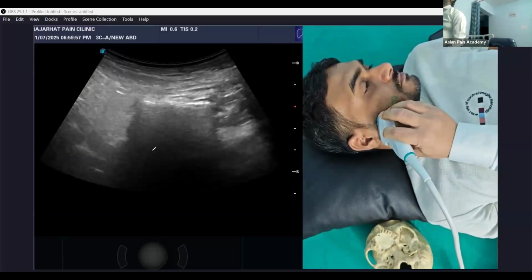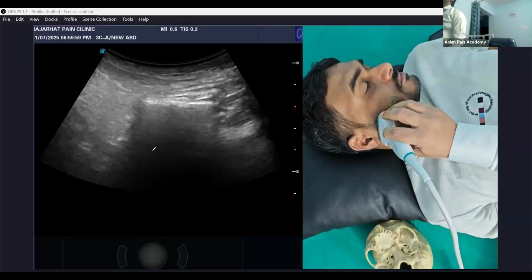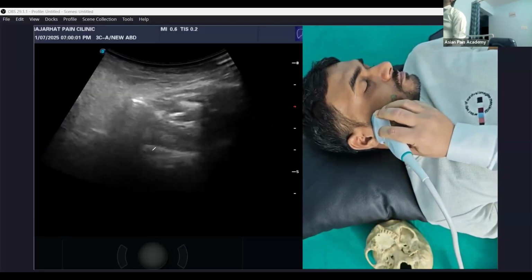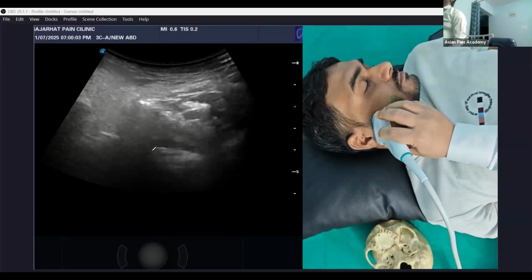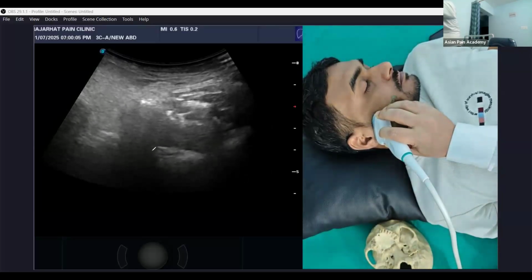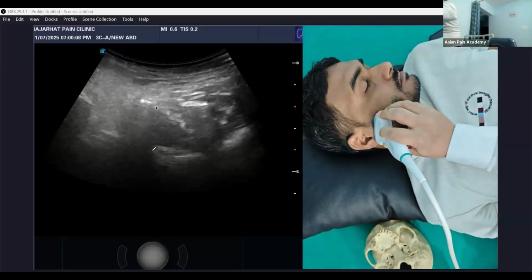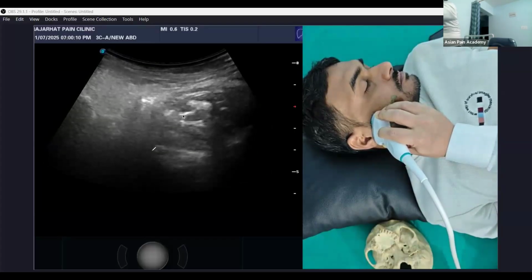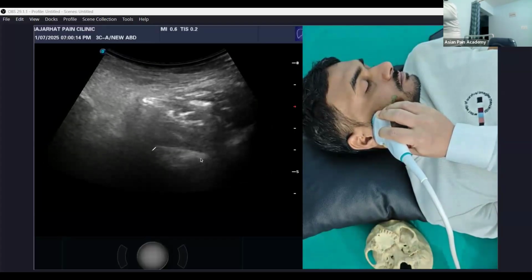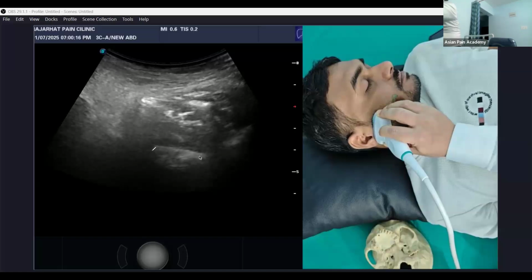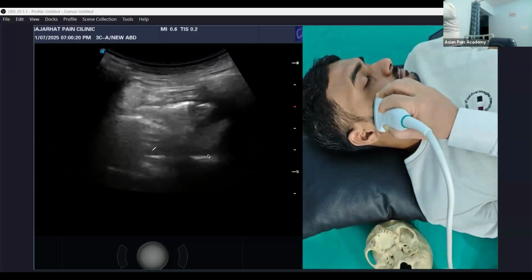So this one is the ramus of the mandible. Now this has become two, coronoid and condylar. This is the condylar process, this is the coronoid process. So we can see from here also this part is the pterygoid plate. Okay, so this part is the pterygoid plate, and we can see from this side also.